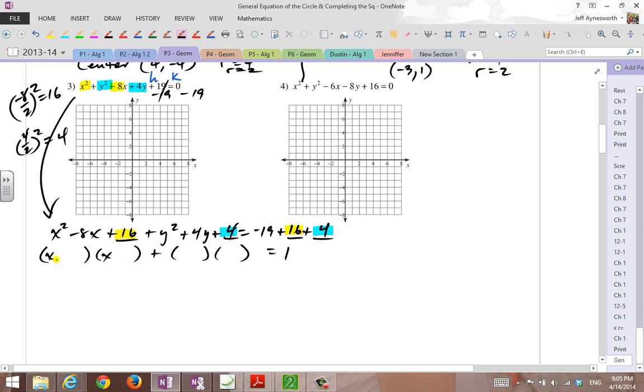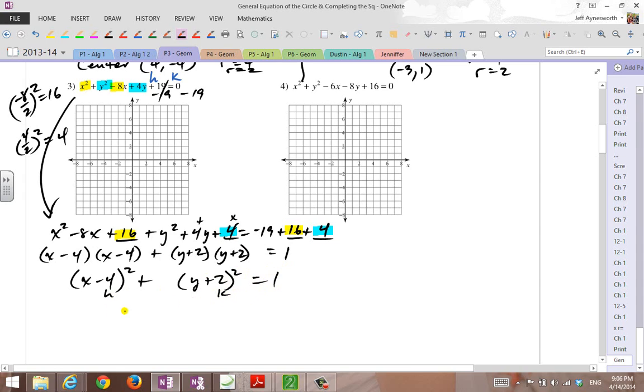When you factor, x times x is x squared. And what two numbers multiply to 16 and add to negative 8? Well, you've already seen this. It's a negative 4 times negative 4 is 16, and they add to negative 8. Y times y is y squared. And what two numbers multiply to 4 and add to 4? Well, they have to be 2 and 2, right? 2 times 2 is 4, and 2 plus 2 is 4. Easy. Rewrite in standard form. And here, rewrite this in standard form.